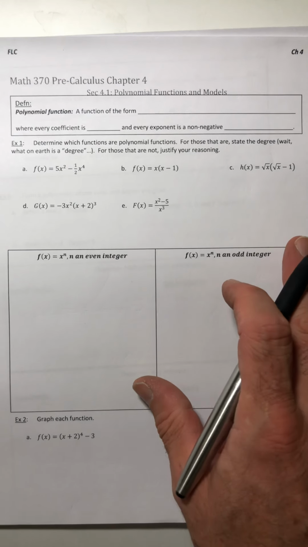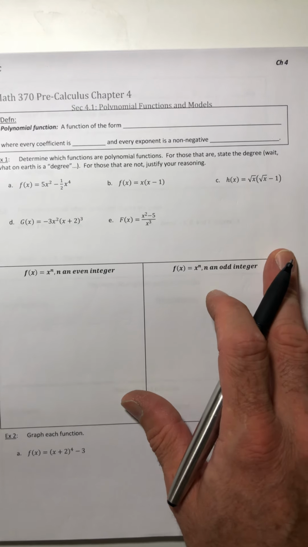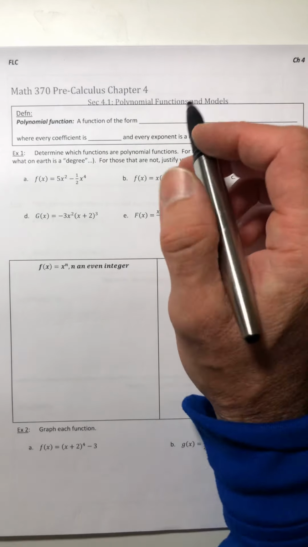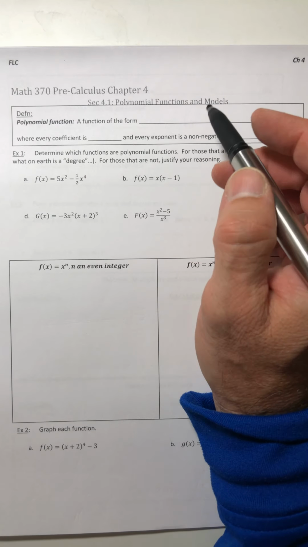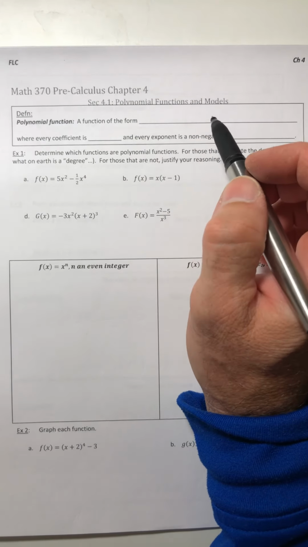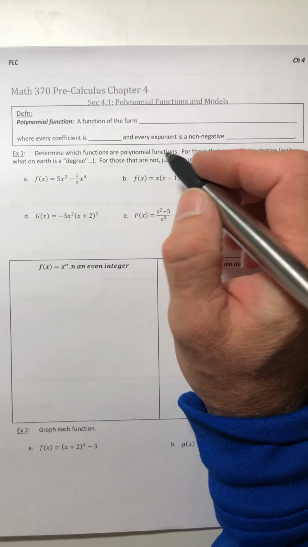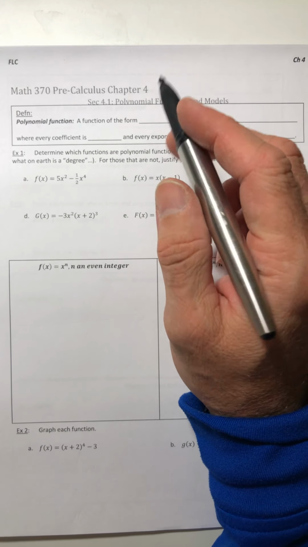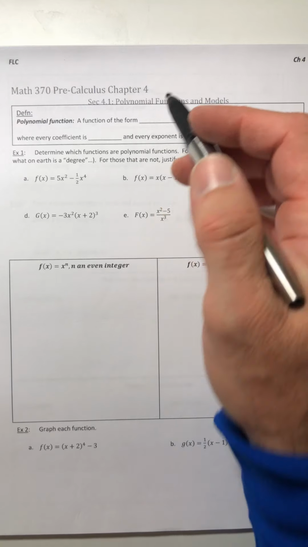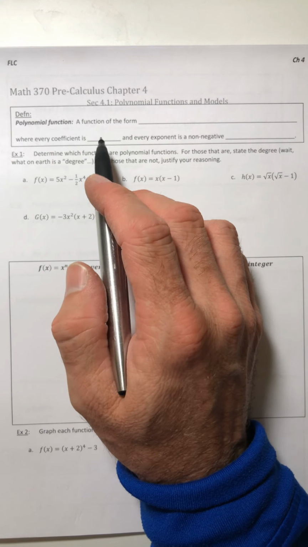All right, we are going to start chapter 4. So we are specifically going to be looking at polynomials, their graphs, and a bunch of other stuff with them. So let's go ahead and define what a polynomial is.